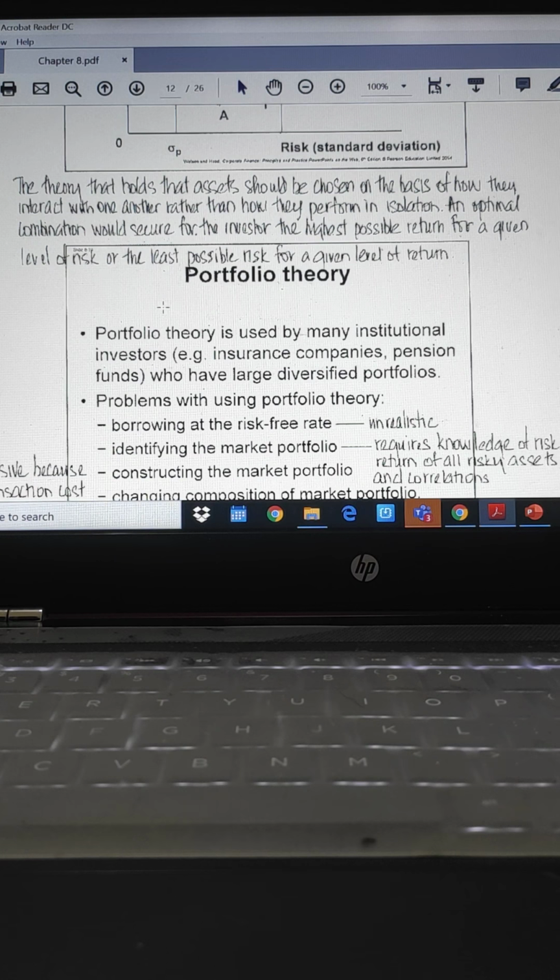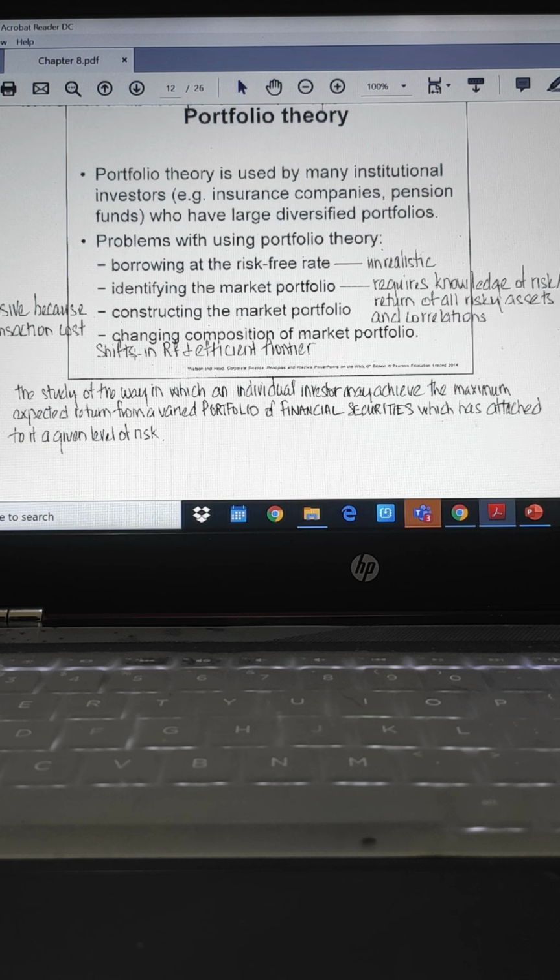And moving on, portfolio theory is used by many institutional investors, mutual funds, insurance companies, pension funds. Right? It is to date used in the market. But there are problems with using portfolio theory. First thing is whether you can borrow at the risk-free rate. In the real world, it is unrealistic to borrow at the risk-free rate.